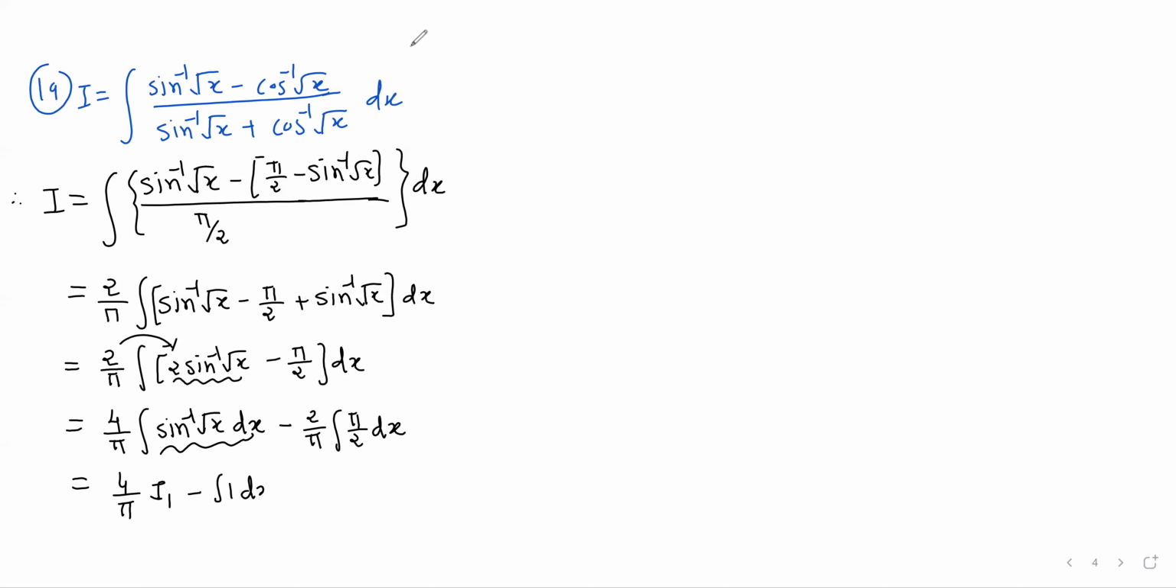Minus of 1 dx. So I is equal to 4 by pi I1 minus x plus C, equation 1. Okay. Now solving I1.